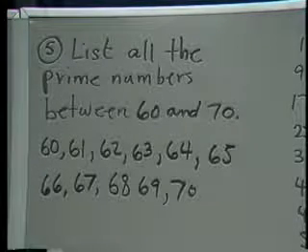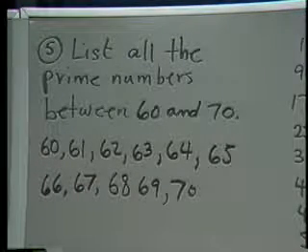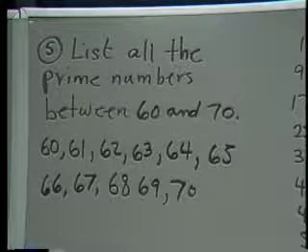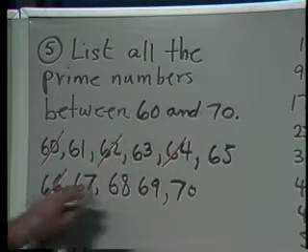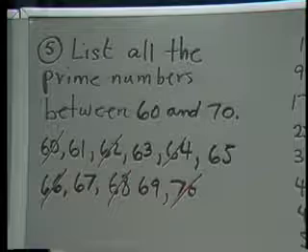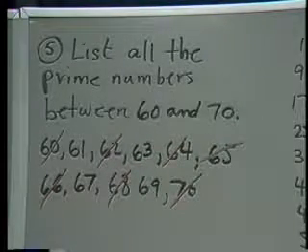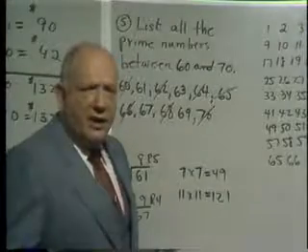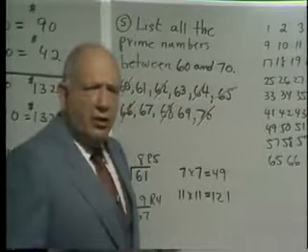One way of doing this is you list all the numbers from 60 to 70. Now, any number that ends in 0, 2, 4, 6, or 8 cannot be a prime number because it's divisible by 2. So we cross out all of those. Any number that ends in 0 or 5 can't be a prime number because it's divisible by 5. So we cross out 65. Any number, the sum of whose digits is divisible by 3, is divisible by 3, so it can't be a prime number because it's a multiple of 3.